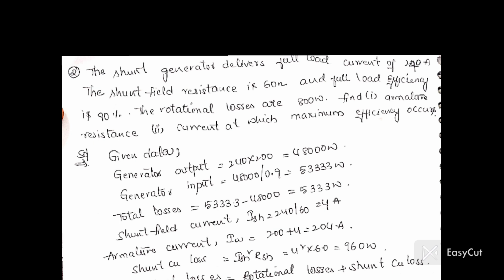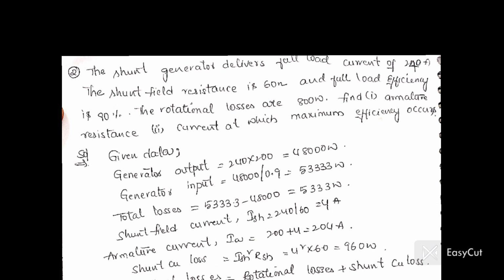Hello everyone, welcome back to Mahasri 4 Electric Zone. In this video, we are solving an example from DC generators. Let's begin. Problem statement. A shunt generator delivers a full load current of 200 amperes at 240 volts. The shunt field resistance is 60 ohms and full load efficiency is 90%. Rotational losses are given as 800 watts. We are asked to find, first, the armature resistance, second, the load current at which maximum efficiency occurs.